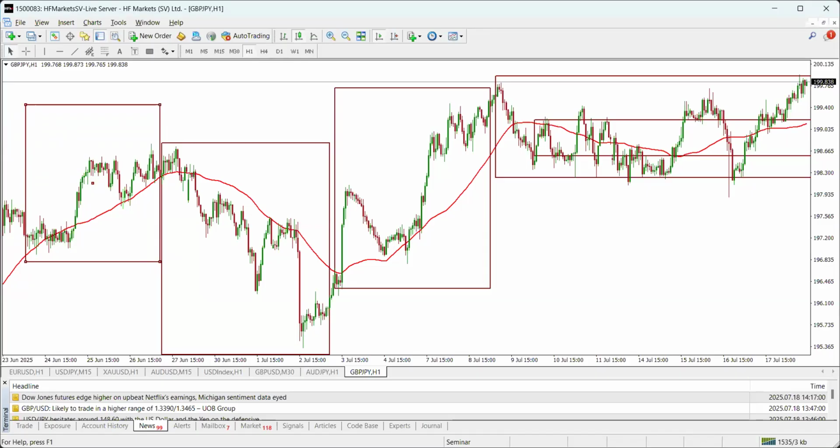Now, you can also find this particular moving average on your mobile phone. And when I say my mobile phone, I mean your HFM app, or even any of the trading platforms that you use, either MT4 or MT5. You can also find the moving average right there as well. I'm going to show you.